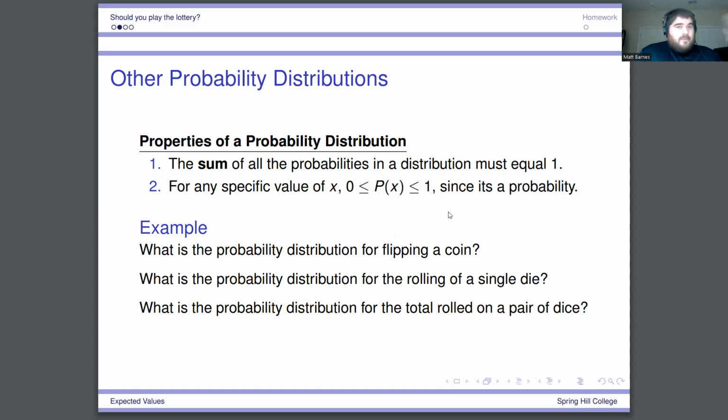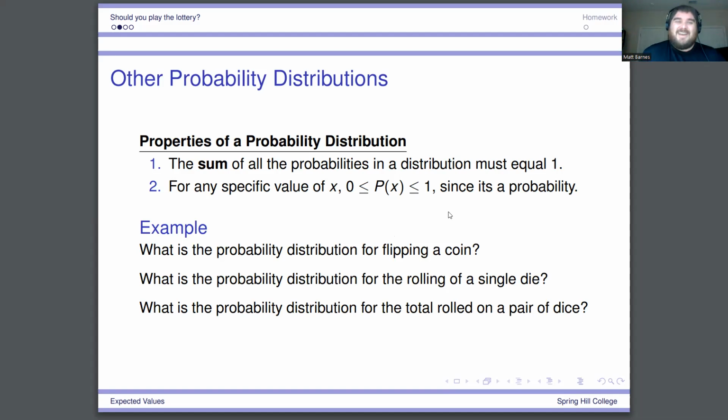So a couple examples of other times probability happens. What is the probability distribution for flipping a coin? Well, we have 2 outcomes, heads or tails, right? We're not assuming that it's going to land on its edge and stay there, or that we're going to flip it and the hawk's going to grab it mid-flight.